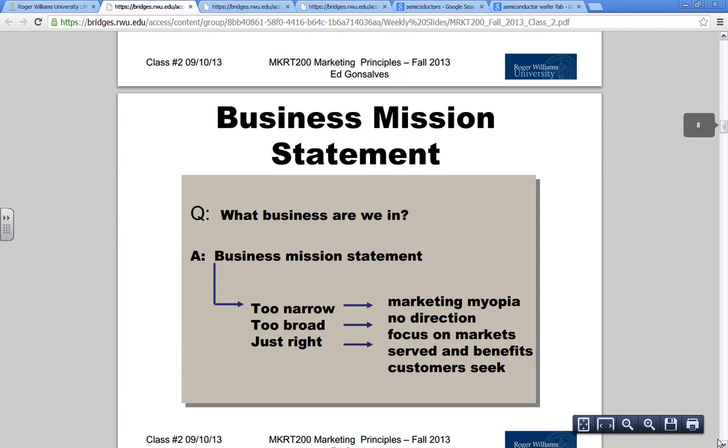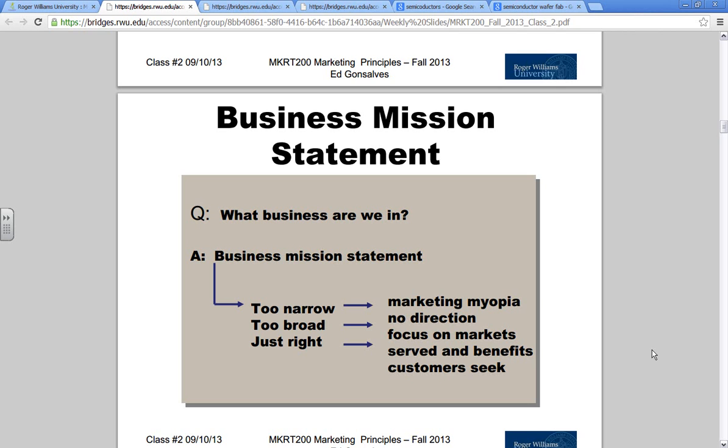A mission statement really is what business you're in, and it's kind of like Goldilocks and the Three Bears. If it's too narrow, that's something called marketing myopia. If you're myopic, you have tunnel vision. If something's too broad, there's really no direction, so you don't know what you're supposed to be doing. And if it's just right, then you're focusing on what the customer's needs and wants are.